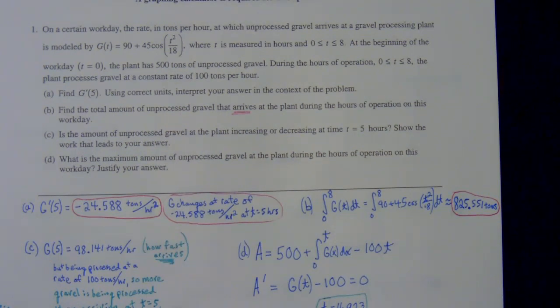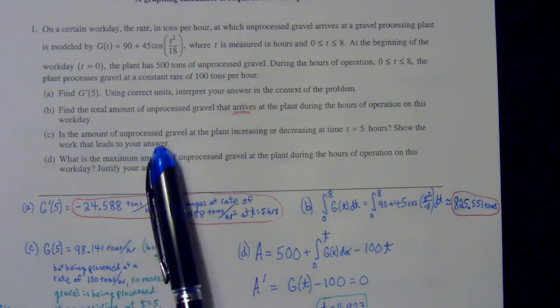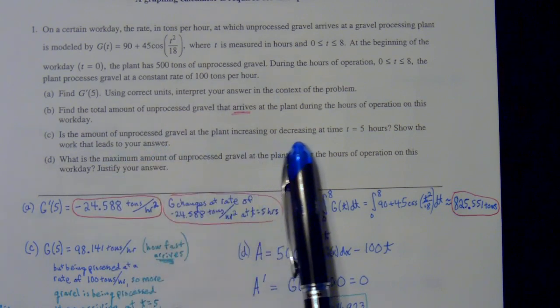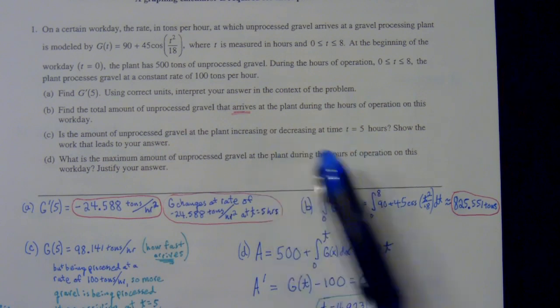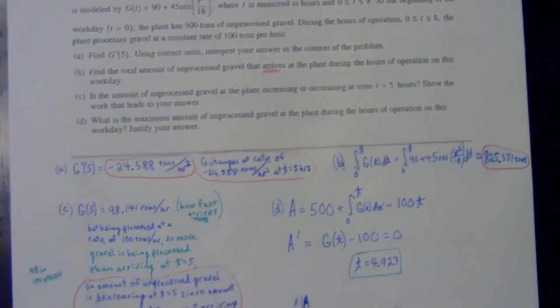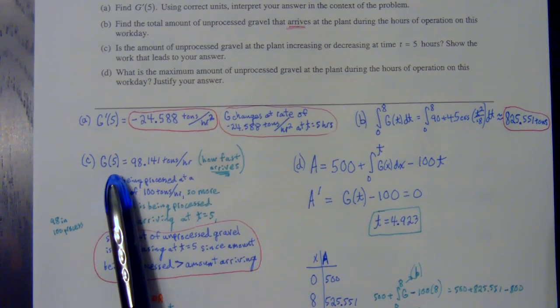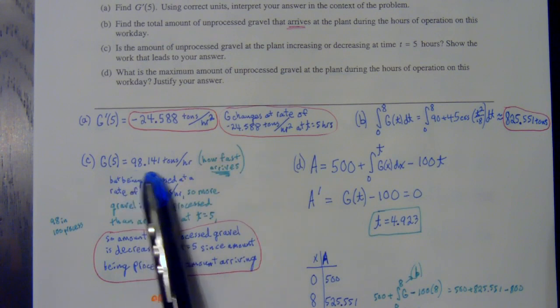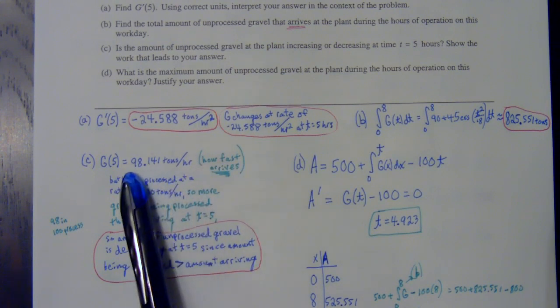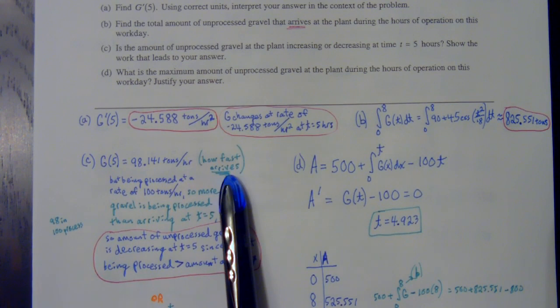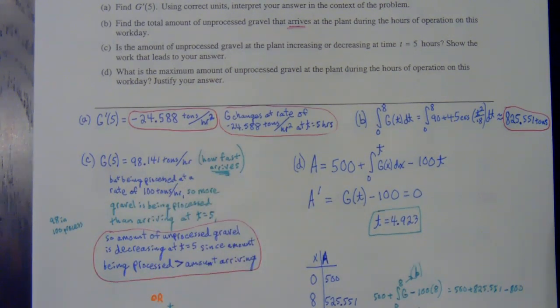Letter C, I have two ways to work that out. I'm just going to talk about one at the beginning, then we'll do letter D, and then I'll talk about the alternate way to do letter C. Letter C says, is the amount of unprocessed gravel at the plant increasing or decreasing at time t equals 5? Show the work that leads to your answer. So here's what I did first: I took the 5, plugged it into the G function, and that gave me this 98 number, tons per hour. This is how fast the gravel was arriving at the plant, about 98.141 tons per hour arriving unprocessed.